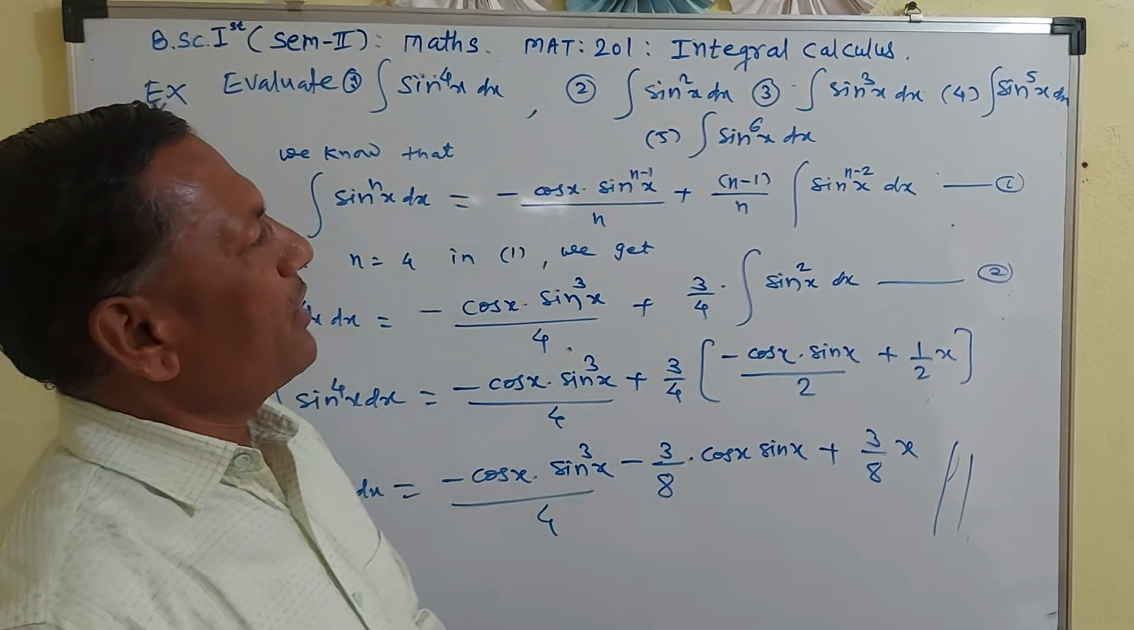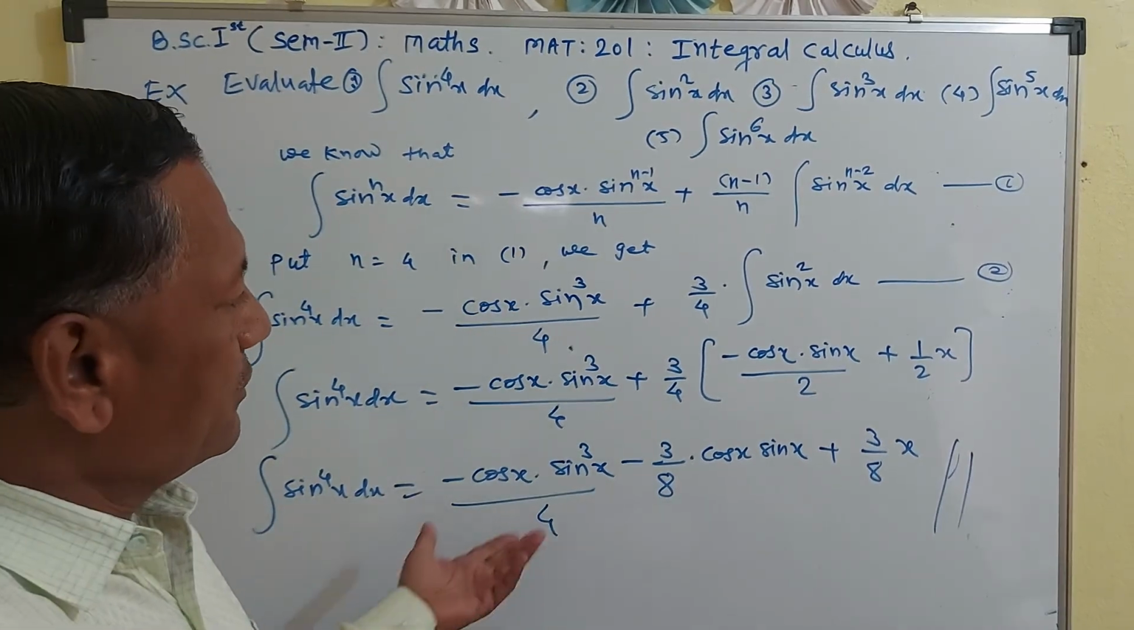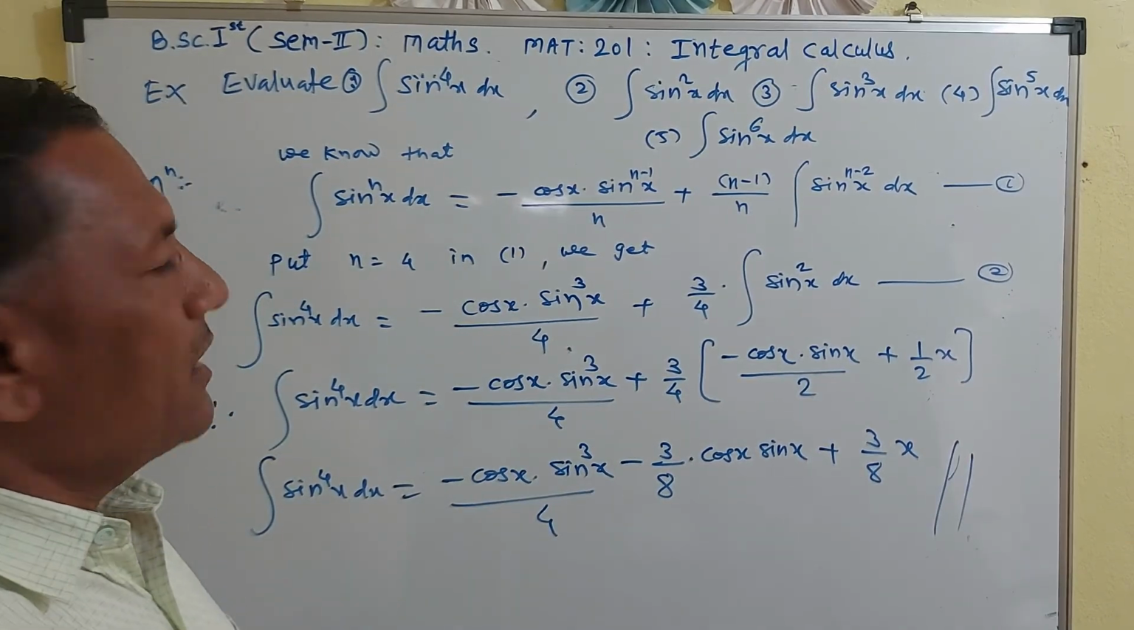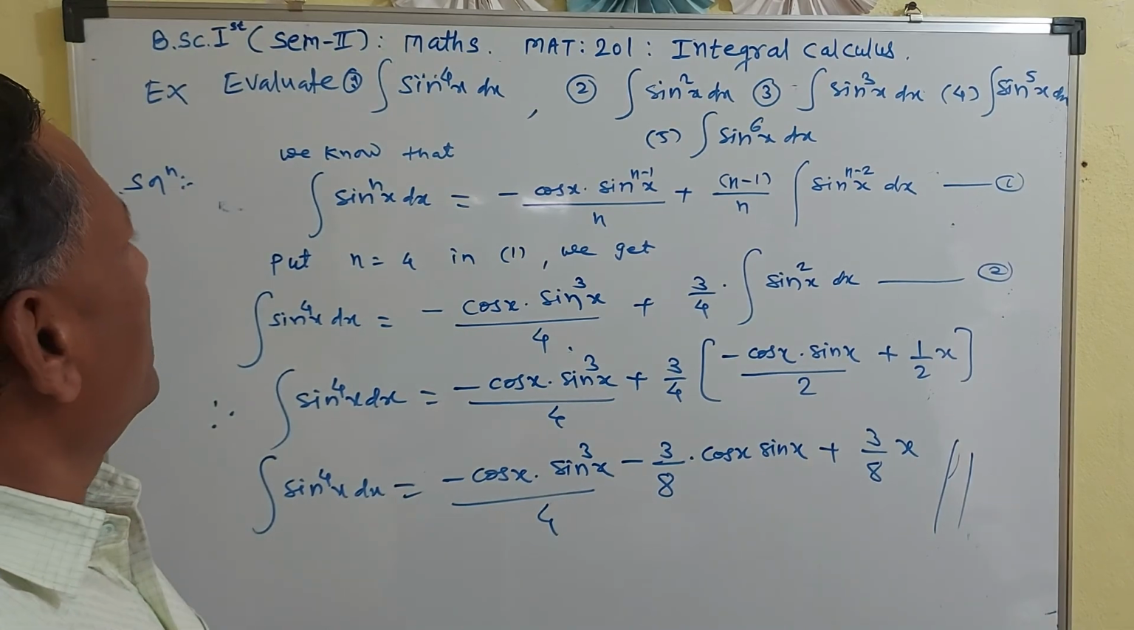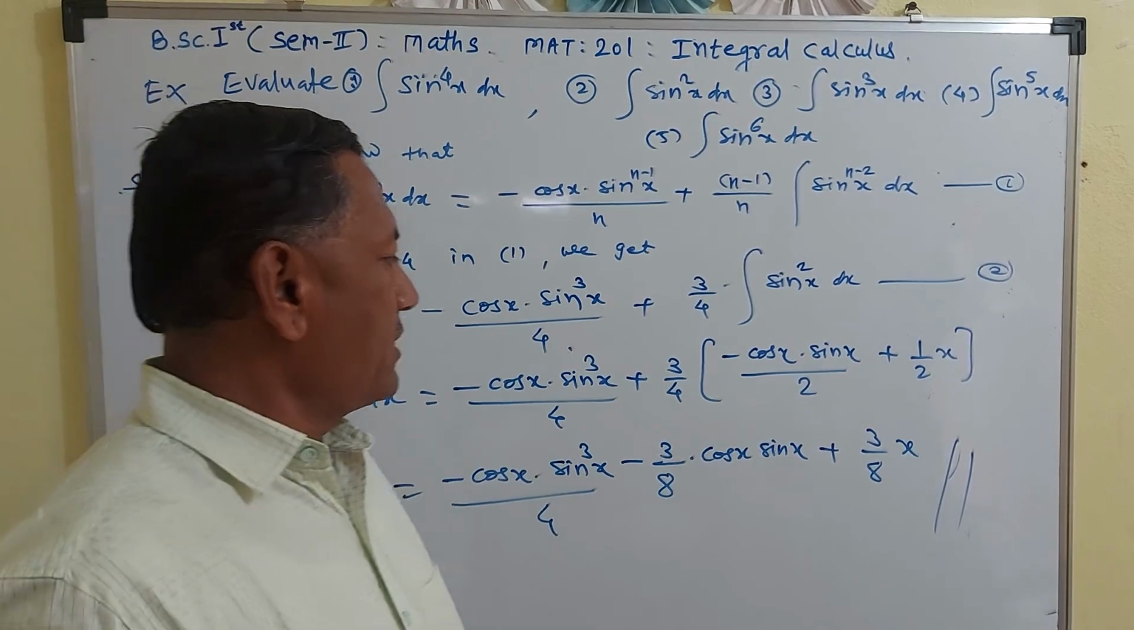So in this way you can find integration of sin cube x, sin^5 x, sin^6 x and so on. In the next lecture we will see the reduction formula for integration of cos^n x and some examples. So we stop here. Thank you.